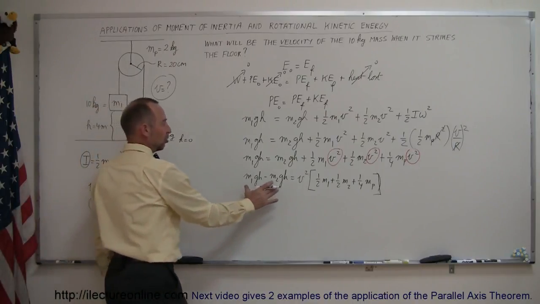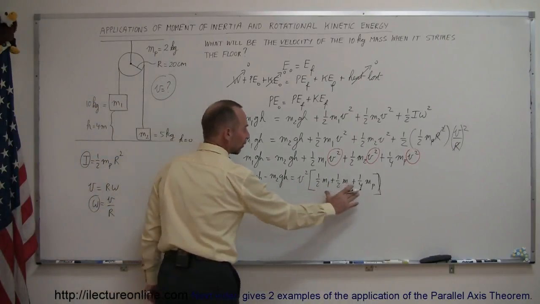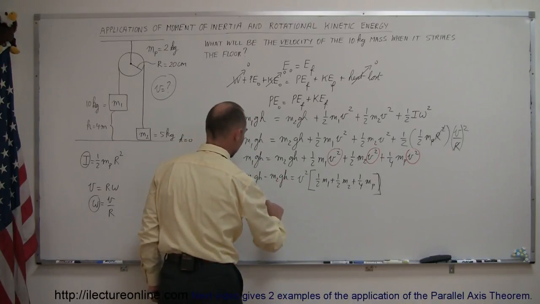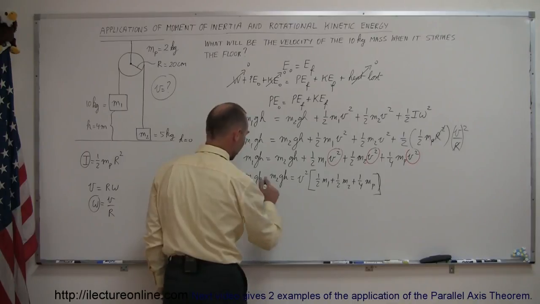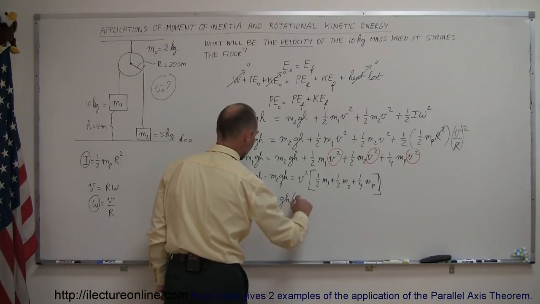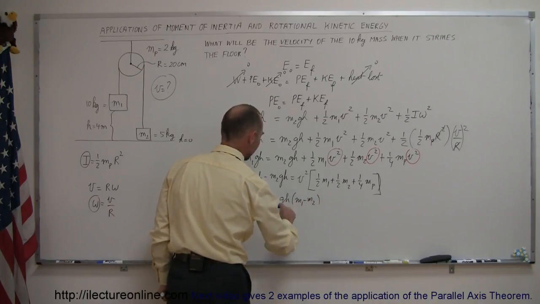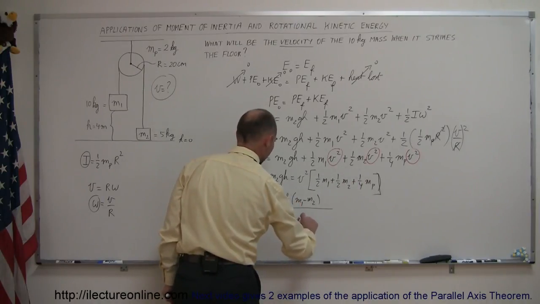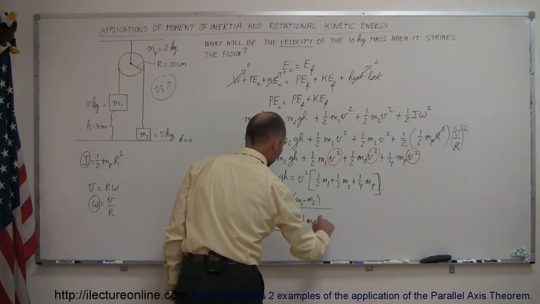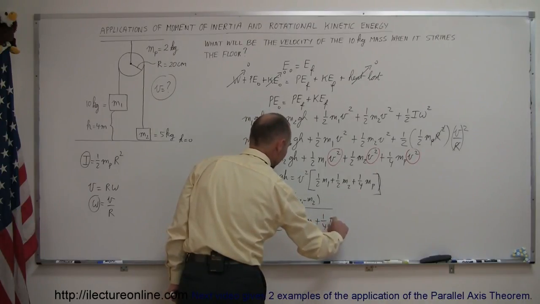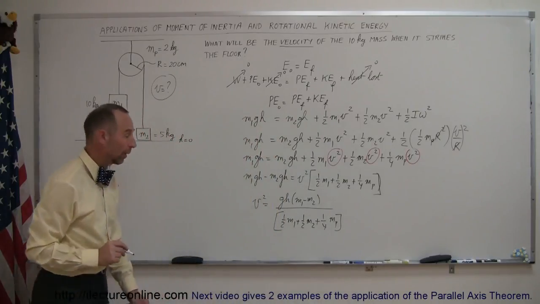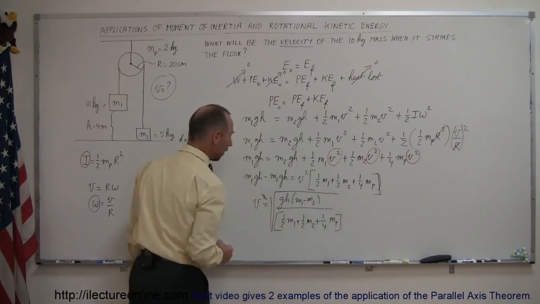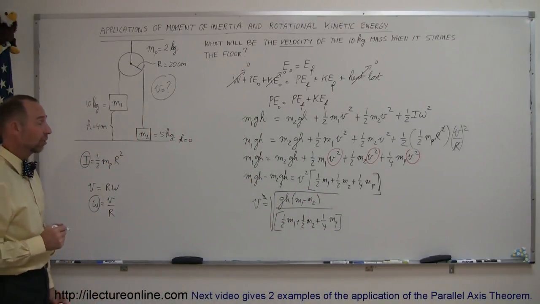I can then factor out a gh out of the left side of the equation, divide both sides by what's in the brackets so we can isolate, and then I flip the equation around, so I can say v squared is equal to what I have on the left side with gh factored out, so gh times m1 minus m2, divided by everything that's in the brackets, which would be 1/2 m1 plus 1/2 m2 plus 1/4 m of the pulley. And now I'm ready to go ahead and solve for v, realizing, of course, if I take the square root of both sides, I will know the velocity of the mass when it strikes the floor.